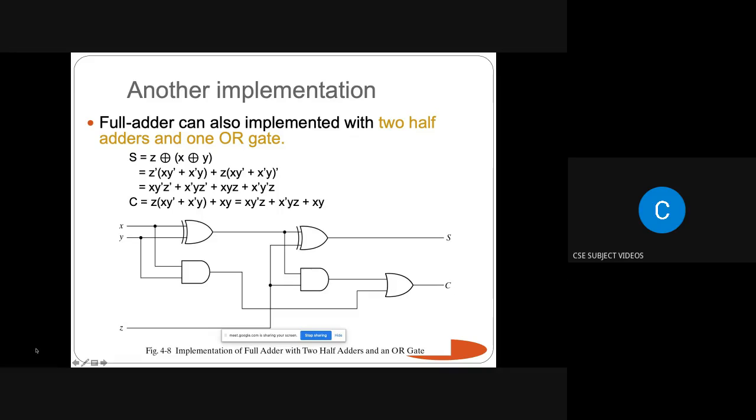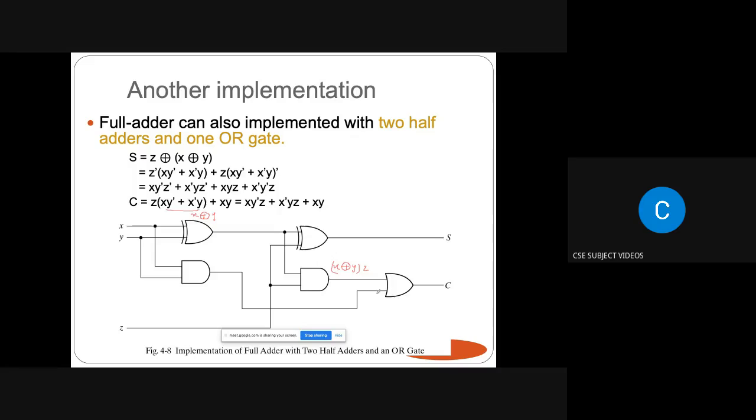So here you can write the C expression as, what is the C expression here? That is x XOR y into Z. This one is Z. So this is x XOR y, x XOR y into Z.